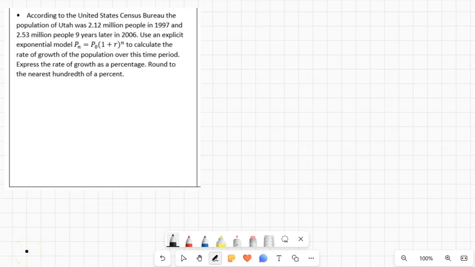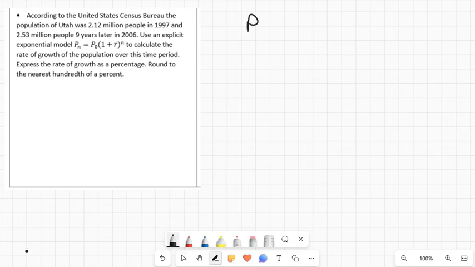All right, let's do some more exponential growth models. This is an example for finding the rate of growth. According to the United States Census Bureau, the population of Utah was 2.12 million people in 1997 and 2.53 million people 9 years later in 2006. Use an explicit exponential model to calculate the rate of growth of the population over this time period. Express the rate of growth as a percentage, round to the nearest hundredth of a percent.